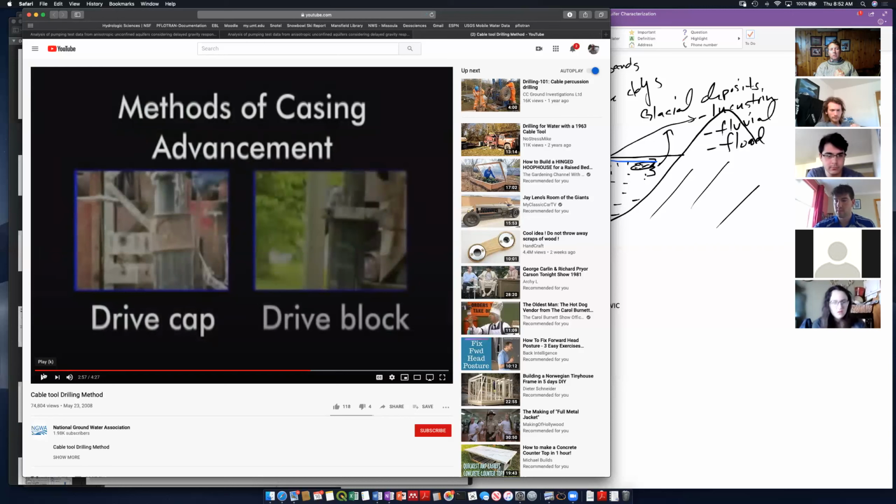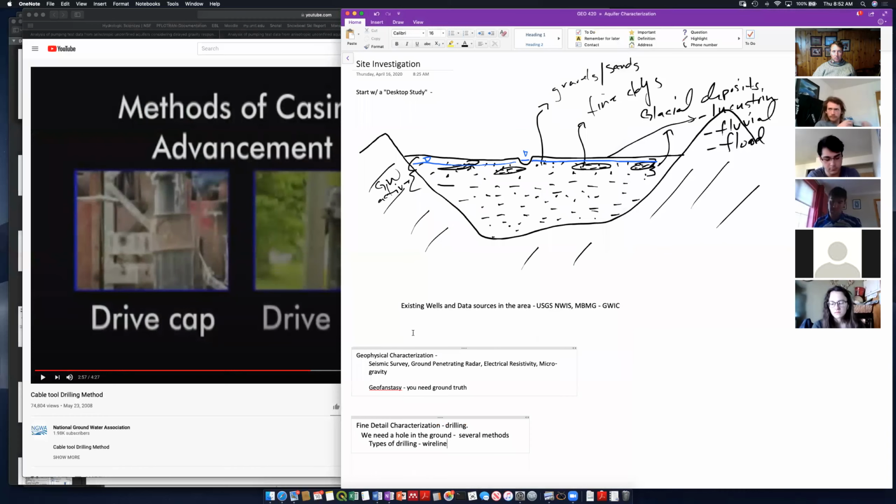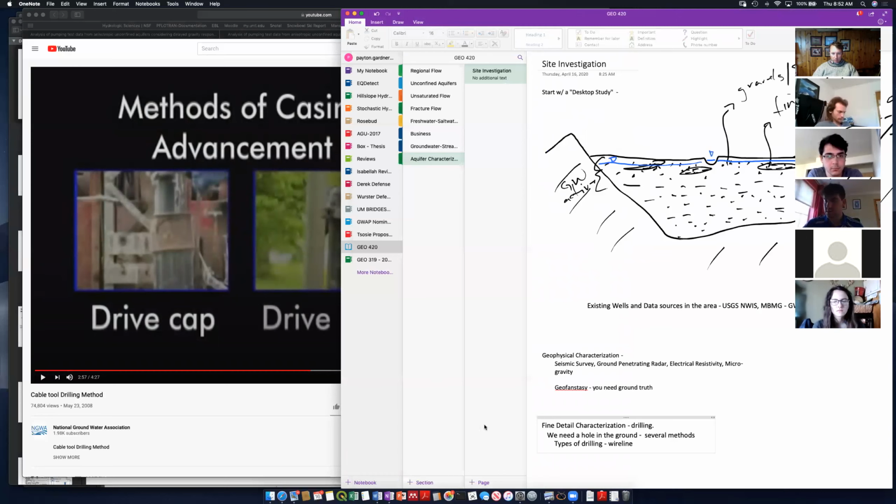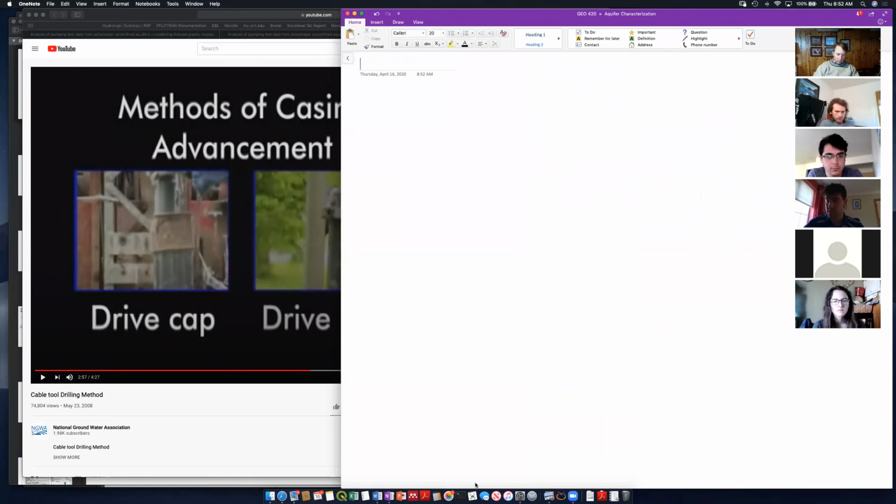Okay, so I think we talked about this earlier, at the very beginning of the class, but it might be worth revisiting here, some of this terminology. So, well construction basics.